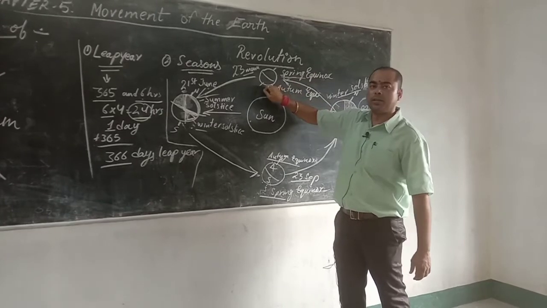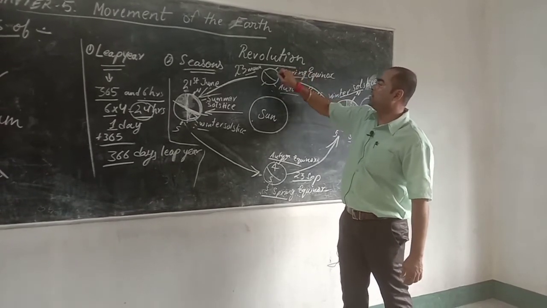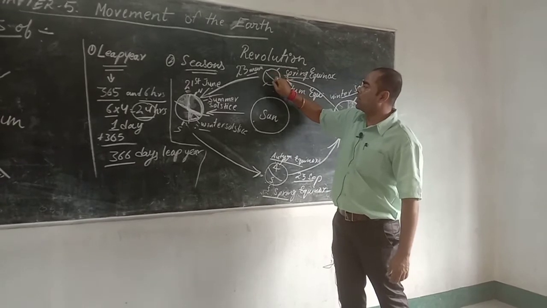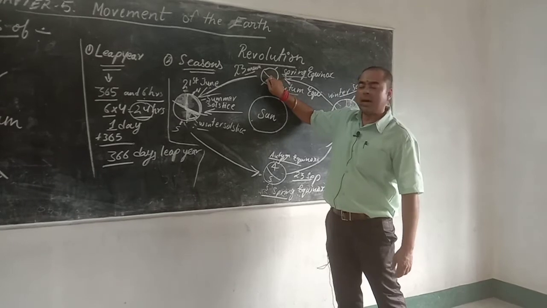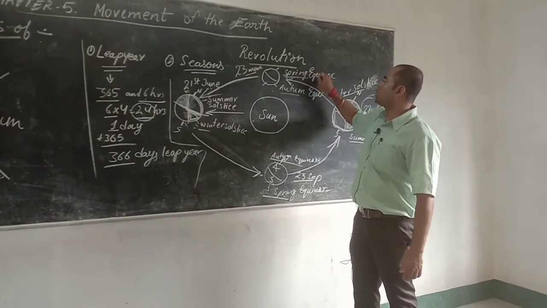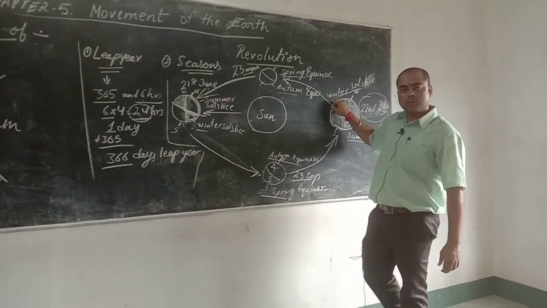Now when the earth comes this side, right after the winter, the northern hemisphere is experiencing spring season and the southern hemisphere is experiencing autumn season. So it is spring equinox. That means here is also the position when the earth is experiencing equal day and night. The date is 23rd of March, and this is spring equinox for the northern hemisphere and autumn equinox for the southern hemisphere.